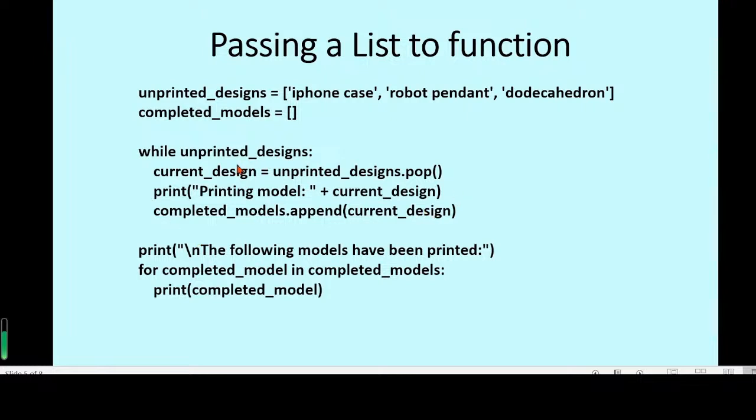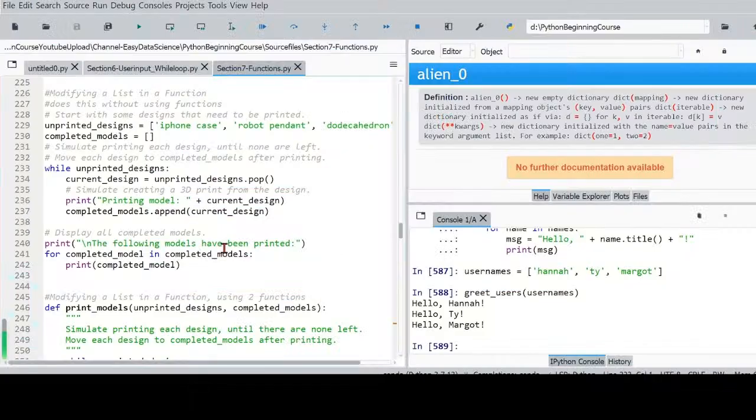So the while loop runs until unprinted designs is empty, because we pop everything out. Then the while loop is finished and all items have been moved from unprinted designs to completed models. Next we can print out this information for each completed model in the completed models list.